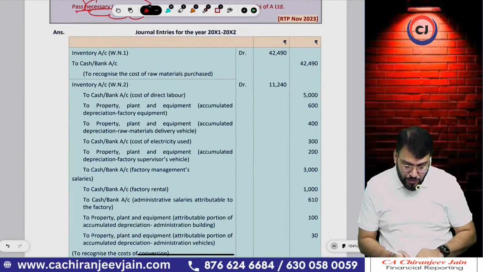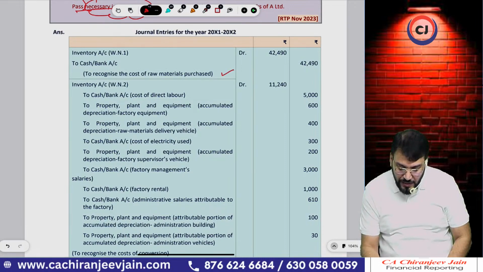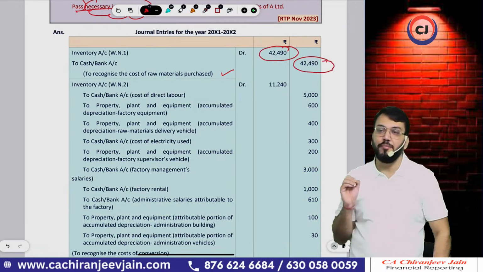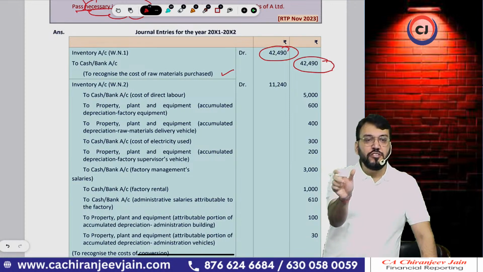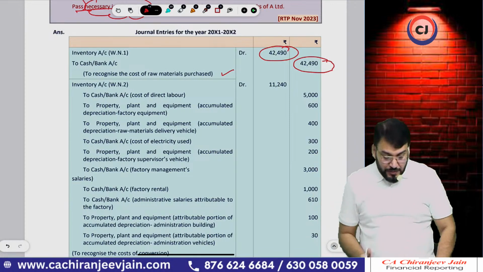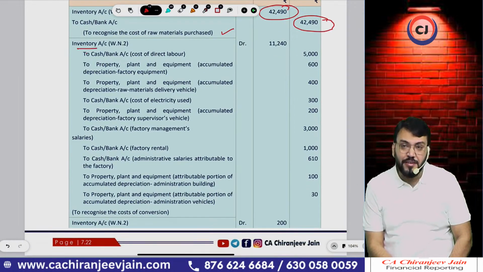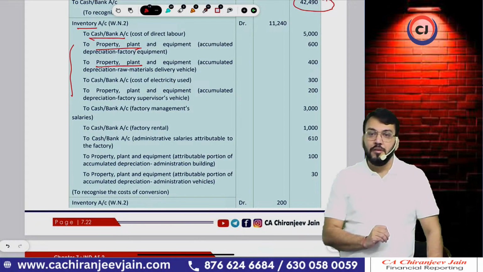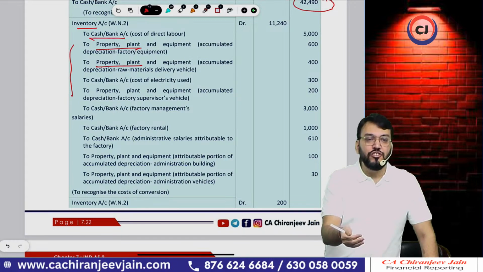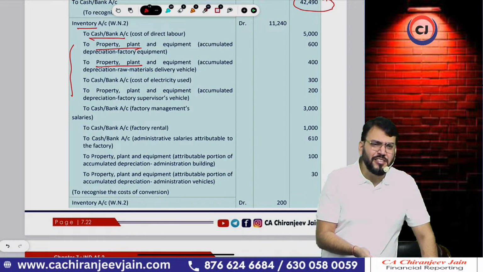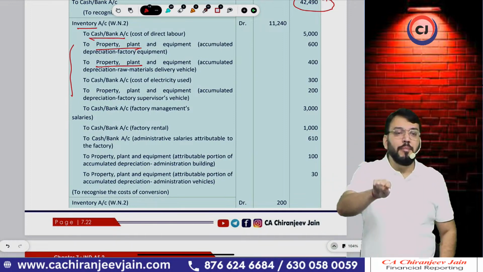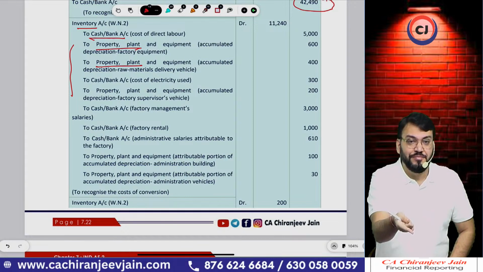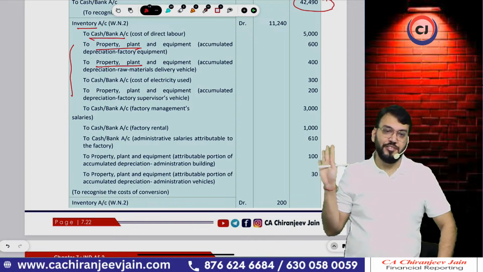Let's see the journal entry. The journal entry is very simple. For the entire cost of purchase they have done one journal entry: inventory account debit to cash or bank. They first calculated cost of purchase, inventory account debit to cash or bank. Then for the production overhead and direct labor, inventory account debit to cash and bank. And for depreciation you can see they have written to PPE. Understood? Whatever is not depreciation, that we paid, is cash and bank, and you can understand it on your own. But can you see this question is coming in the exam, and if you have not read it just before the exam, there is a high chance you can make a mistake in journal entries.